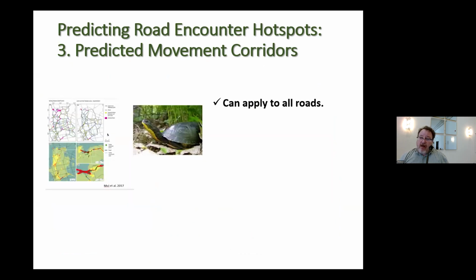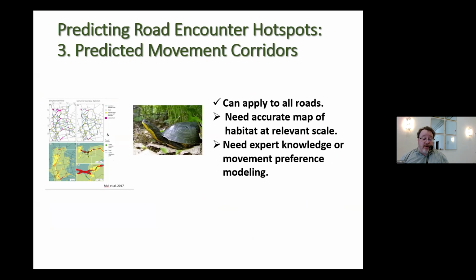You can apply that to all roads. So you can do it on a whole road network rather than a small number of roads, but you've got to have an accurate map of habitat at the relevant scale, which is not always the case for small reptiles and amphibians. You need expert knowledge in movement preference or movement preference modeling, maybe data from radio tracking or something else that helps you understand how they move through the landscape. You need to validate it some way.